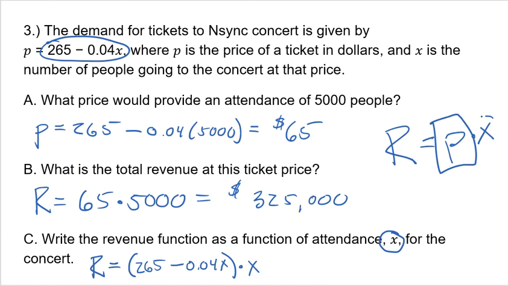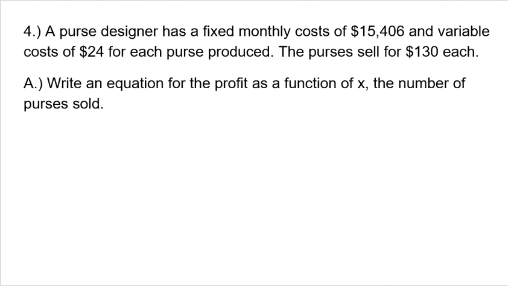Don't forget to multiply by X. That was, again, part of the formula. And then, of course, I could distribute that X to get 265x minus 0.04x squared. So if I know X, the number of people that are going to attend the concert, I could plug that into this formula and I will get my revenue. Easy. Hopefully you understood that problem. But again, you had to think a little bit. So that might be a level 2 problem. Not overly difficult, but makes you think.